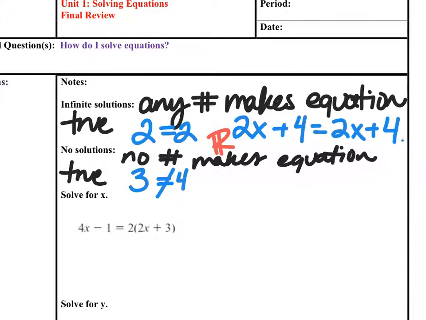That's also from systems, but things like this, 2x plus 3 is equal to 2x plus 6. Those lines have the same slope and different y-intercepts, and so without even solving this equation out, you should know that this is no solutions because the two linear equations will never touch.